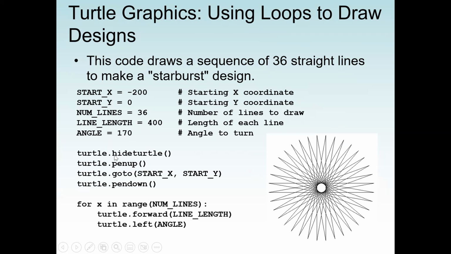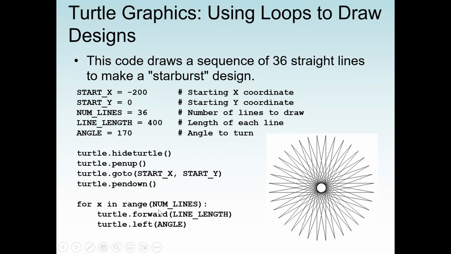So we start with the turtle, hide the turtle first. Then we bring the pen up, turtle.penup. Then we go to the start X and Y, which would be our starting point, coordinate of 0 and -200. Then we move the pen down. Now we're ready to draw.